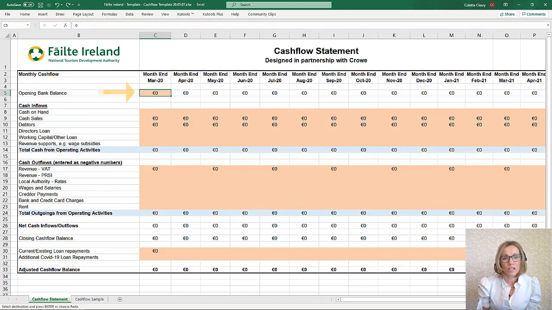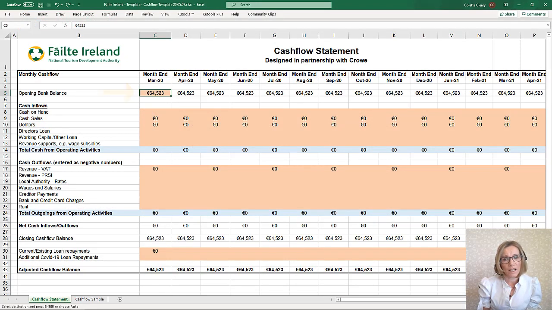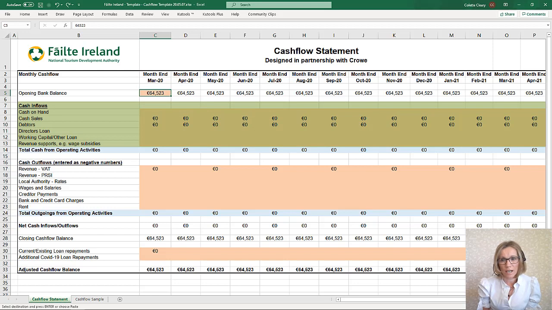The cash flow statement starts here with the opening cash balance. All data is to be entered into the orange cells only. Within the cash inflow section, enter all projected cash going into the business. While your business is closed, cash sales will be at zero.